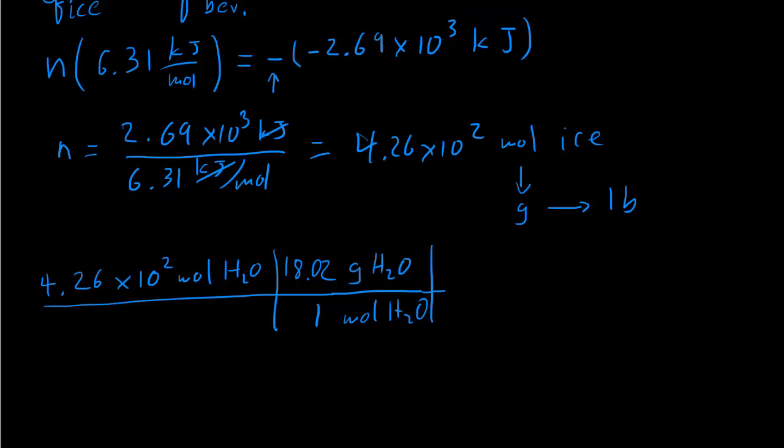Now we need to convert grams to pounds. So we look up a conversion factor, and the internet will tell you that 1 pound is equivalent to 453.6 grams. So now our grams will cancel out, and our final answer is 16.9 pounds of ice.